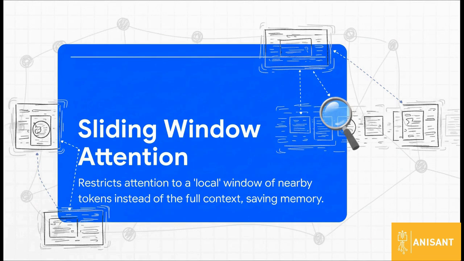And here's another clever architectural hack. Just limit the AI's focus. It's called sliding window attention. So instead of making every word in a document look at every other word, which is computationally insane, this method just has words pay attention to their local neighborhood. It's a simple change, but it has a massive impact on cutting down the work the model has to do, especially with really long texts.